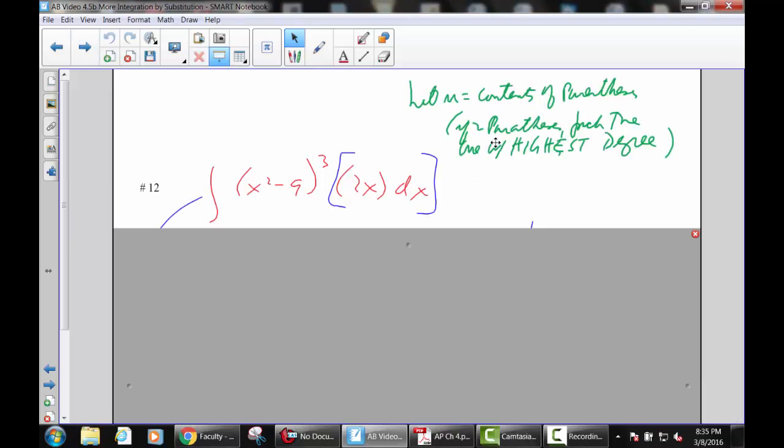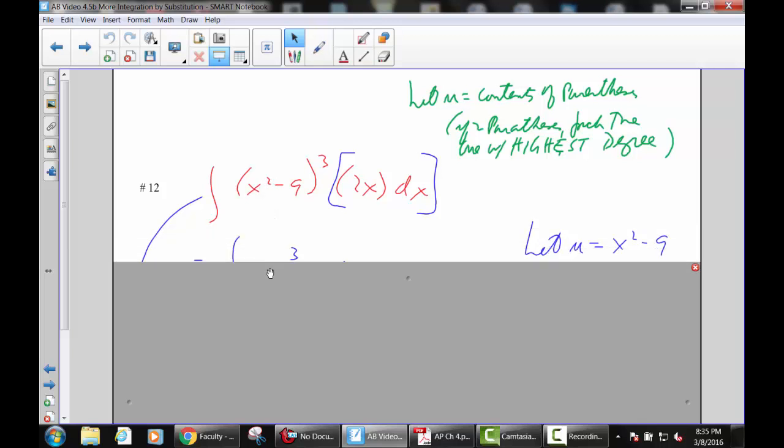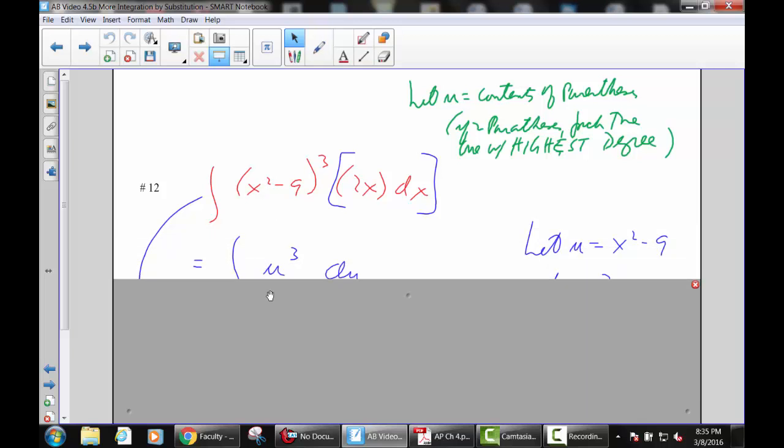Okay, so we're doing the same thing. Remember, we let u equal the contents of the parentheses. If there's two parentheses like here, you're going to let u be the one with the highest degree. Makes sense because the derivative of an x squared would give 2x, right? Okay, so we let u equal the x squared minus 9.